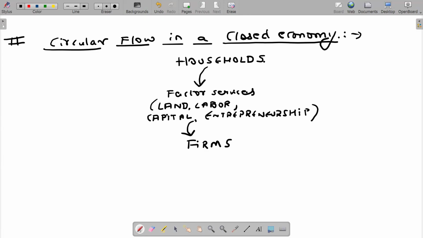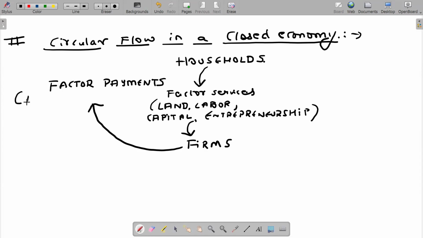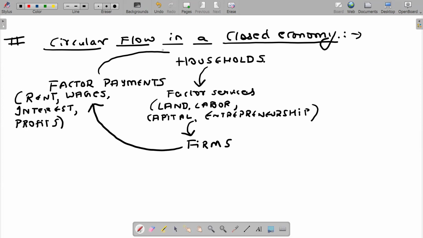Okay. What do firms do in return? Firms pay for these factor services. So firms are going to make factor payments to the households. These factor payments include rent on land, wages paid to labor, interest paid on capital, and profits paid to the entrepreneur. These factor payments are made by firms to the households.